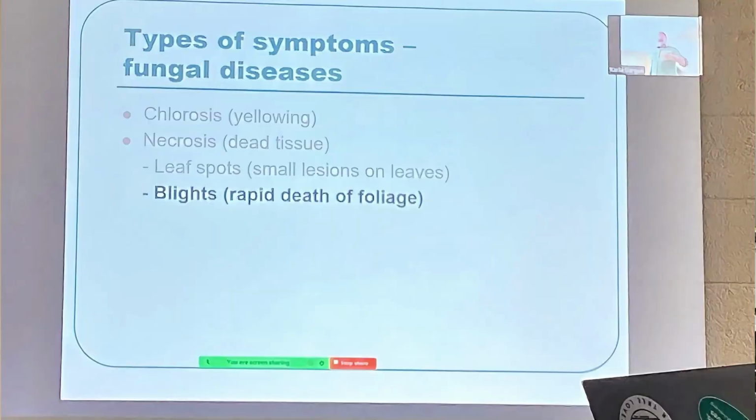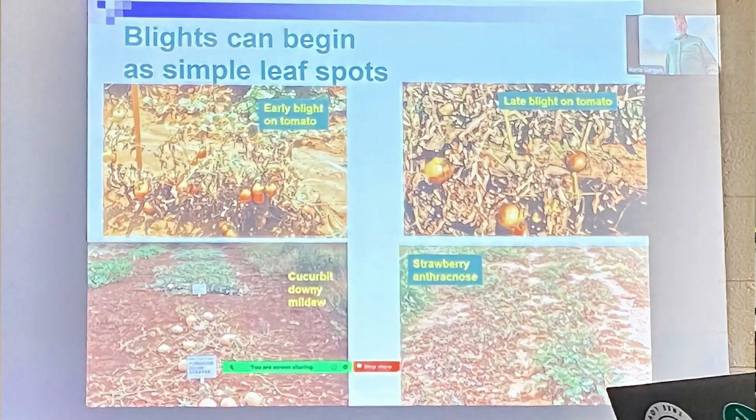Types of symptoms, fungal diseases. Chlorosis is yellowing. Necrosis is dead tissue. Leaf spots, small lesions on leaves. Blights, rapid death of foliage. Blights can begin as simple leaf spots.